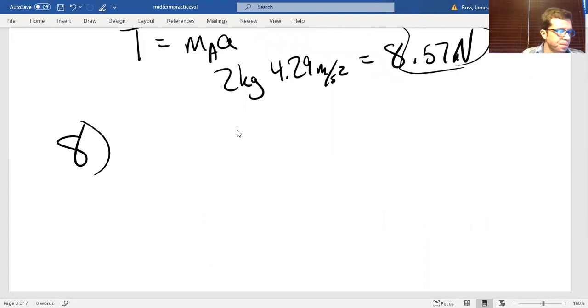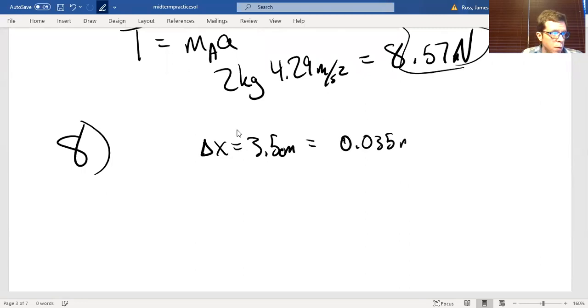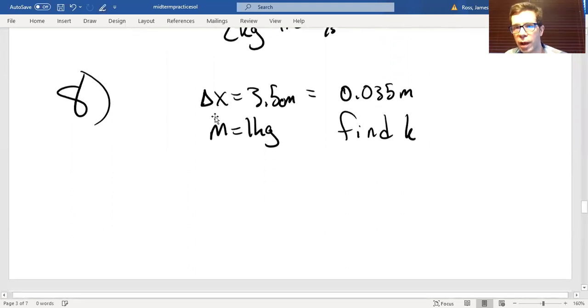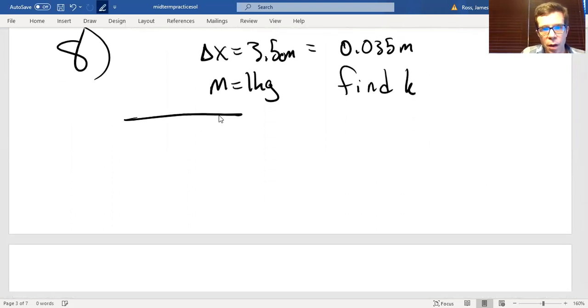Number 8. A certain spring stretches 3.5 centimeters when holding a 1 kilogram mass that's hanging from it. Find K. Okay, so that's not too bad. Here's a ceiling, here's a spring, mass hanging on it.